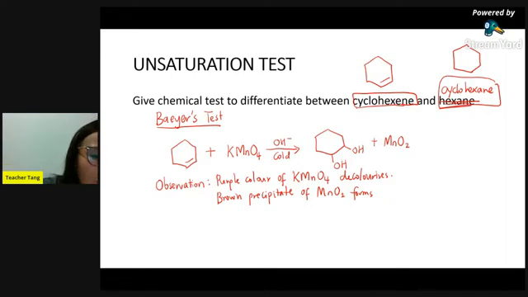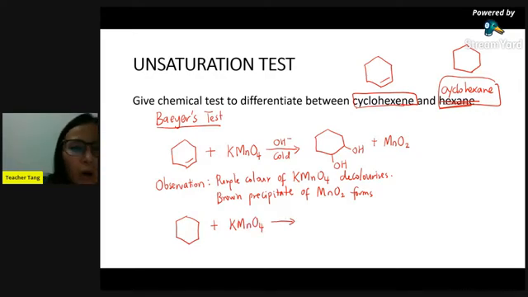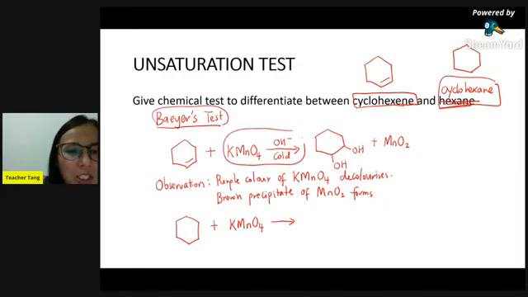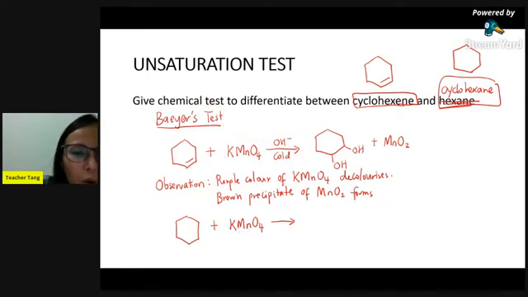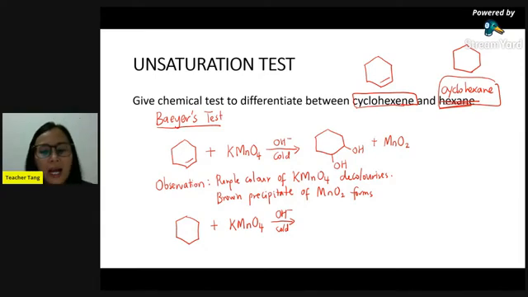You also need to write the same equation for cyclohexane. So cyclohexane, KMnO4, this is Baeyer's test. The reagent and the condition must be the same. So also you use KMnO4 in alkaline condition and cold. If there is no carbon-carbon double bond, it means that the KMnO4 cannot add into it. So you will not see any reaction happening. If you can't see any reaction happening, then what you should write in the equation is no observable change.